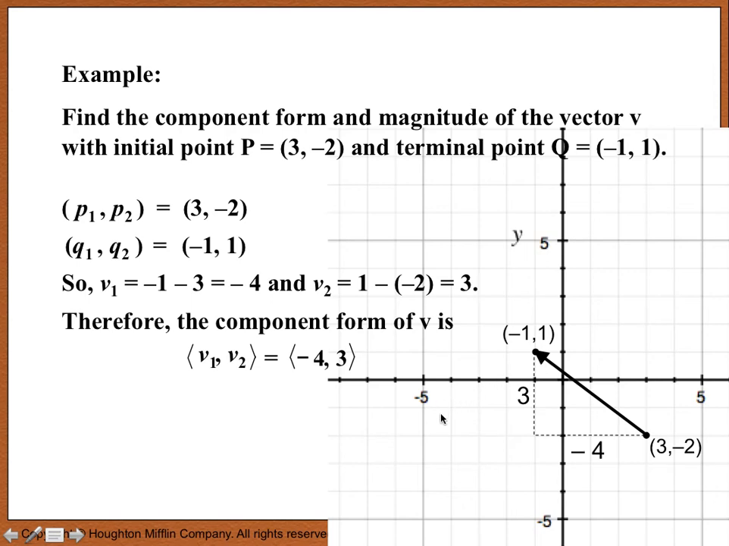Okay, so that's what we mean by components. The negatives and positives simply tell us whether a component goes up or down or left or right. With vertical components, negative is down and positive is up. With horizontal components, negative is left and positive is right.